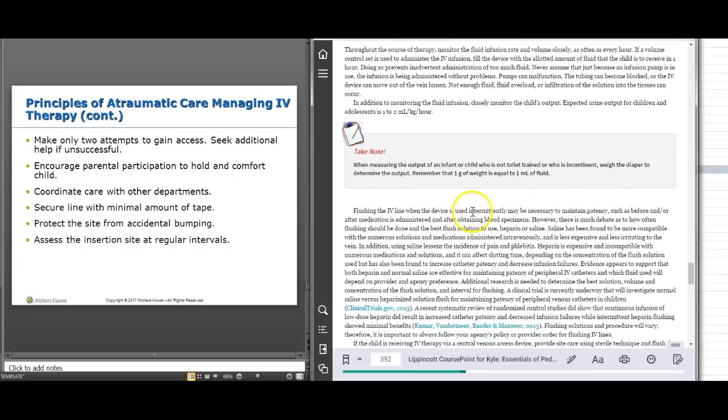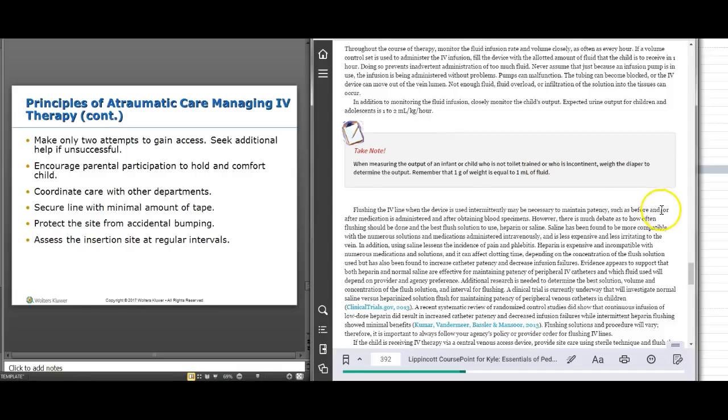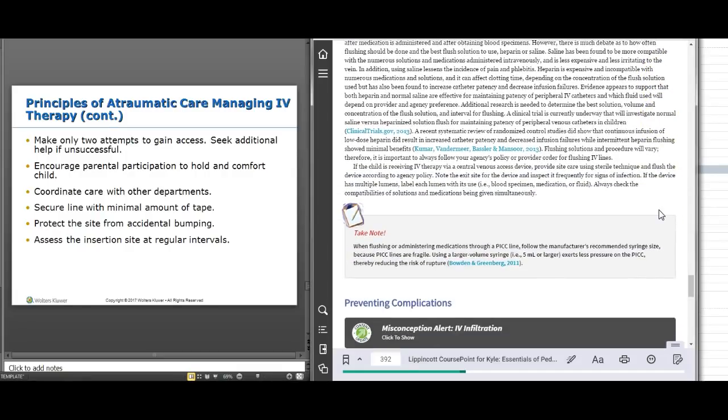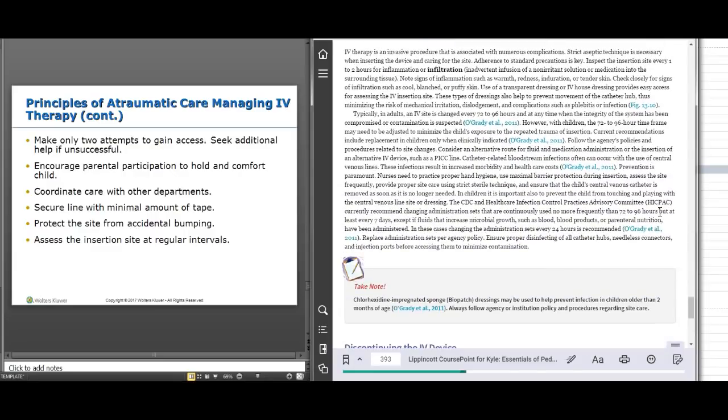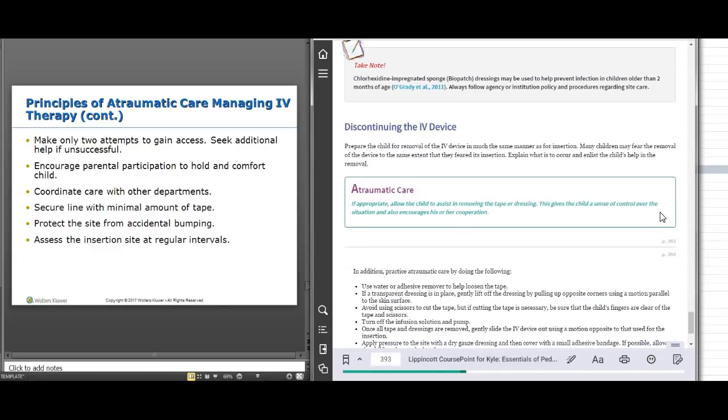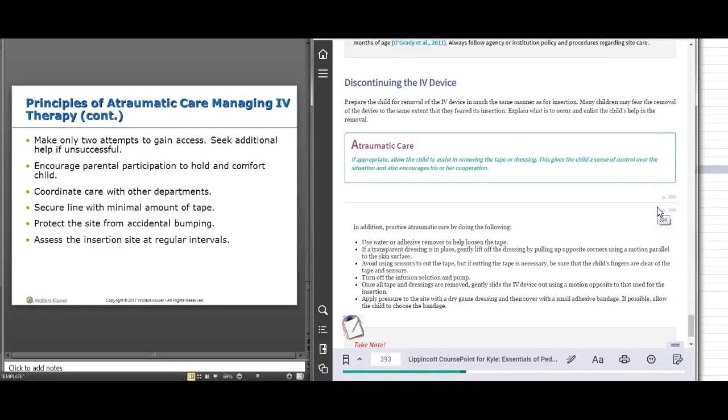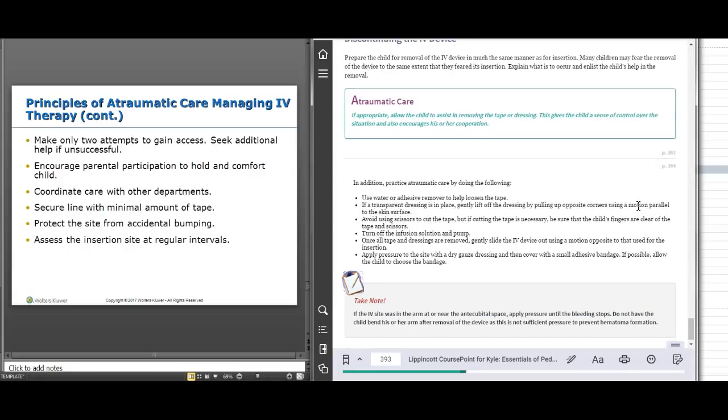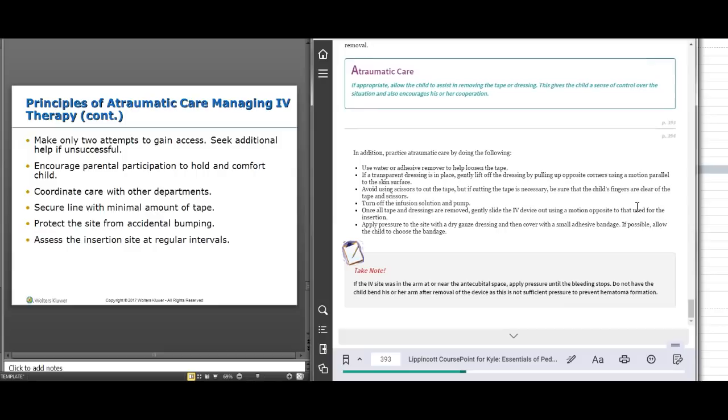One more little note. When you are weighing diapers, remember intake and output. 1 gram of weight in the diaper equals 1 mL of fluid. That will become important in clinical as well. All right, I'll let you read through that. When you take out an IV, there are some helpful hints to practice atraumatic care. Again, we do use a lot of tape, so you might need a lot of scissors to get that kiddo out of his IV.